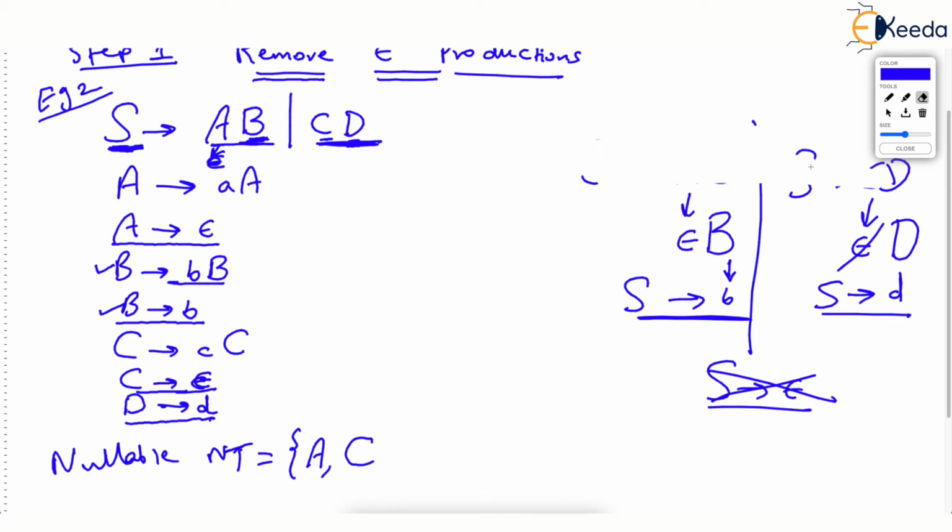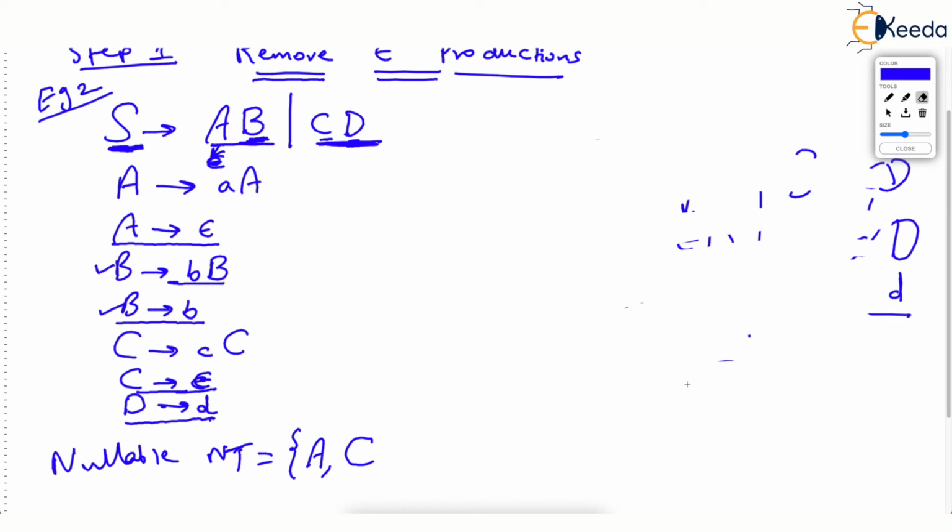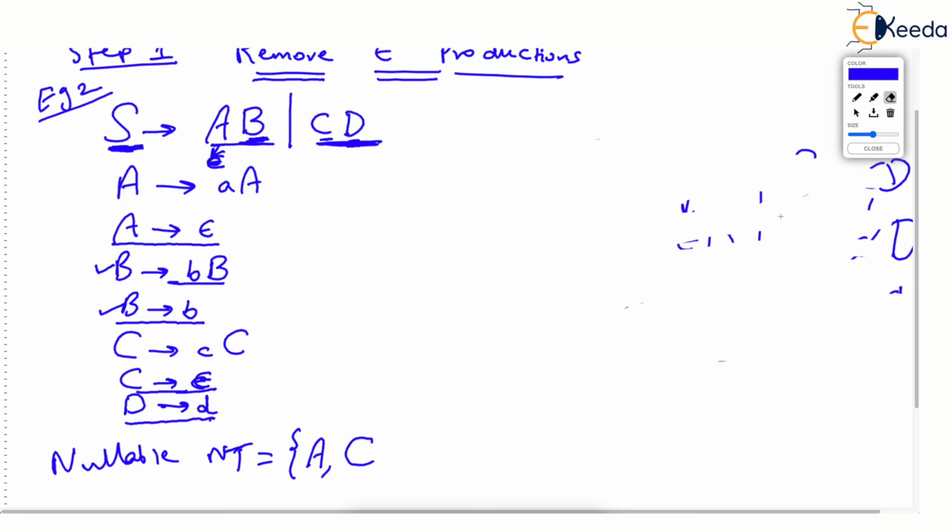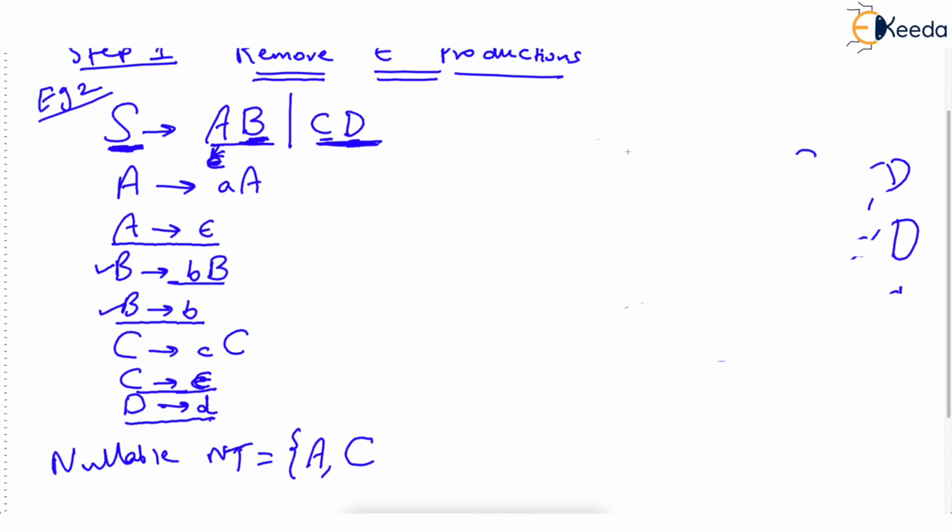Just give me some time. So we have found out which are nullable non-terminals. A comma C, these two are nullable. Okay, so let's now see how do you simplify this.